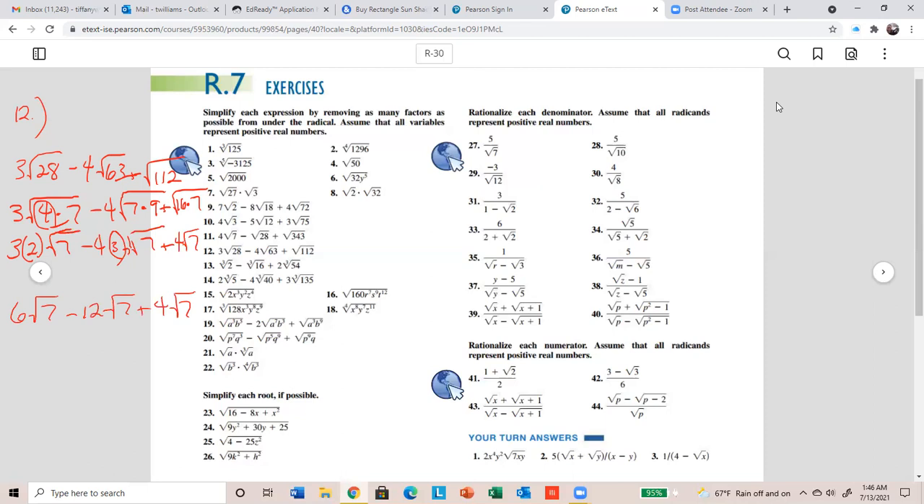When we combine stuff, it's the numbers on the outside that get combined. It's no different than if you had like 6x minus 12x plus 4x. It'd be 6 minus 12 plus 4, then you just stick an x with it. Same thing here. So 6 minus 12 is negative 6, and negative 6 plus 4 is negative 2, and that's just on the square root of 7. The square root of 7 is along for the ride.